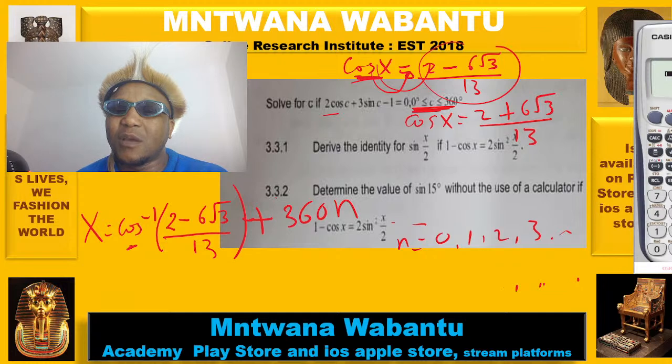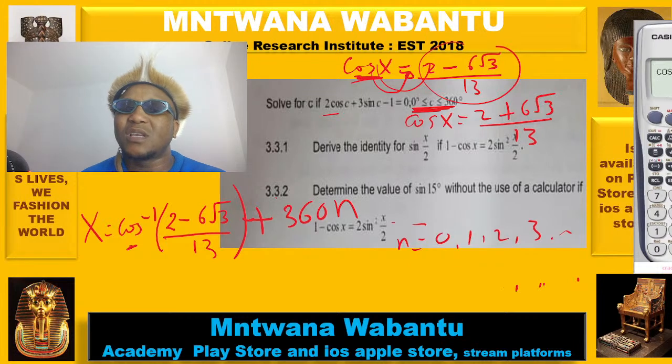We must clear the calculator, because whatever we do here, it does it. Calculator clearing is simple: press mode and then number 1, and everything is cleared. Then I go to shift and then cos. My number is a fraction, so go to fraction: 2, minus 6, square root of 3, and then go to the bottom, press 13. Then go to the right and close your bracket. So we add 360n.